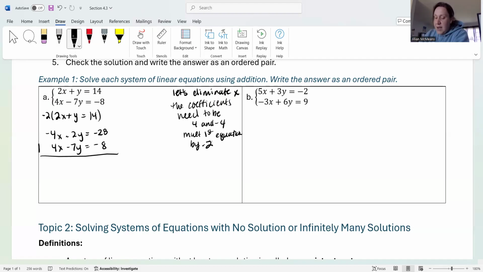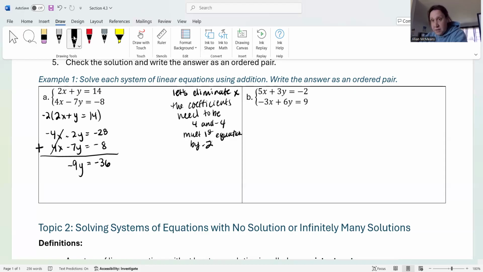So now we want to add the two equations. Okay, and we're just going to add column by column. And notice what happens to the x's. Negative 4x plus 4x is just 0. 0 plus negative 2y minus 7y, well, when I add there, I just get negative 9y. So negative 9y plus that 0 is just negative 9y. And then on the right-hand side, negative 28 minus 8 is negative 36.